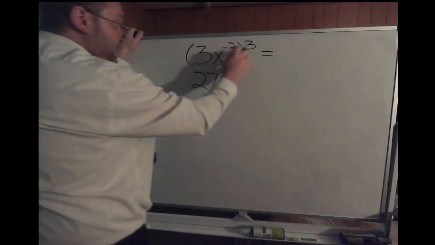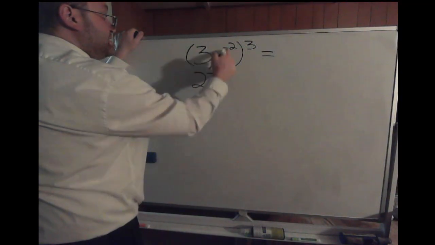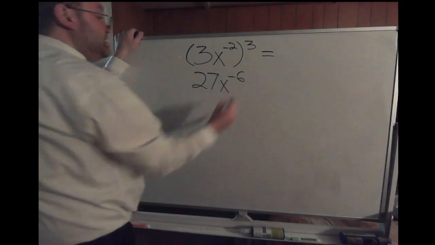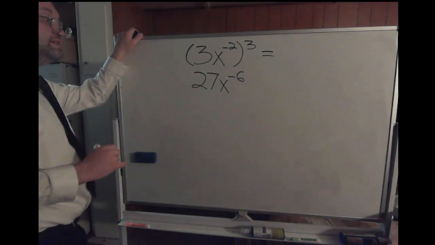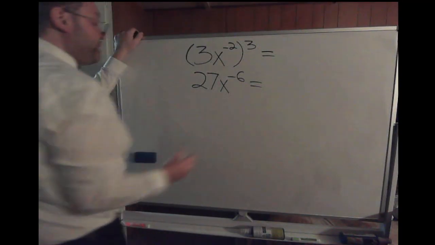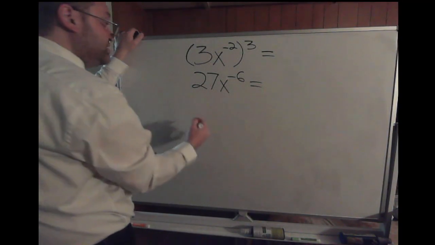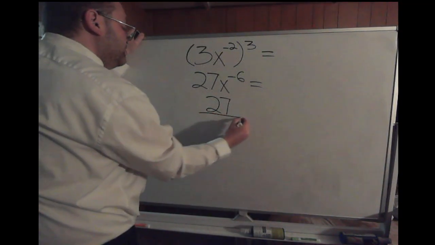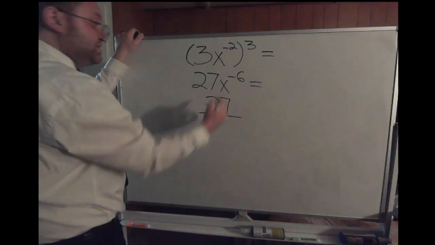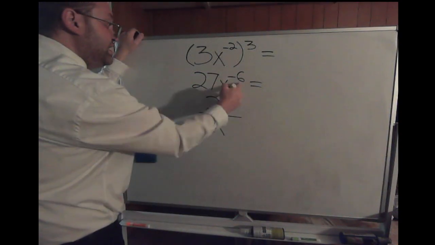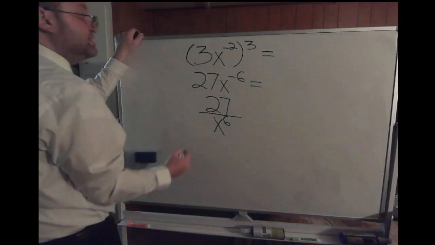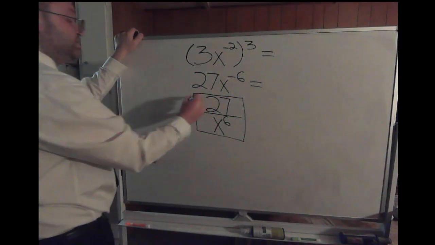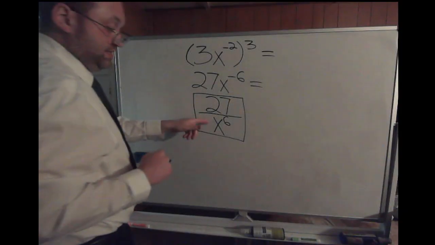Again, you multiply the powers. x to the negative 2 times 3 is negative 6. So what you have now is 27x to the negative 6. Well, 27 is your coefficient, so by default that would end up in the numerator. Now the x to the negative 6, you'll make that negative 6 into a positive 6 in the denominator, which would therefore render the answer 27 over x to the 6th.